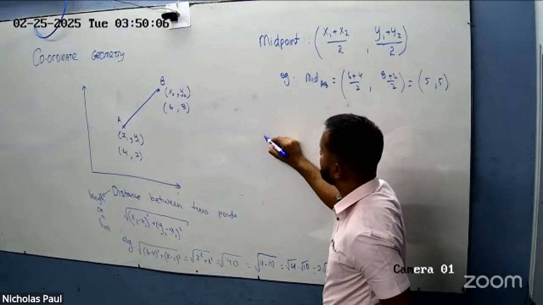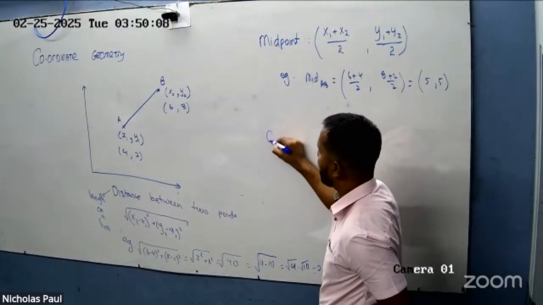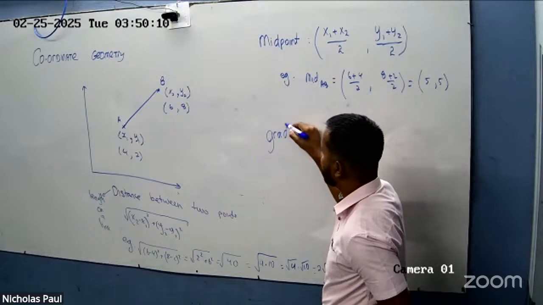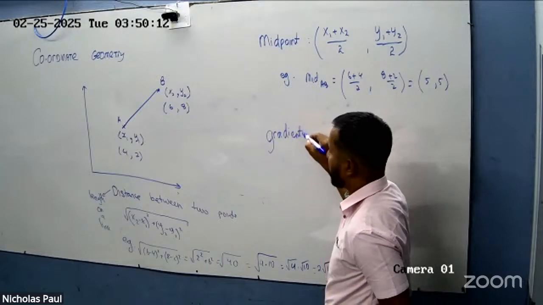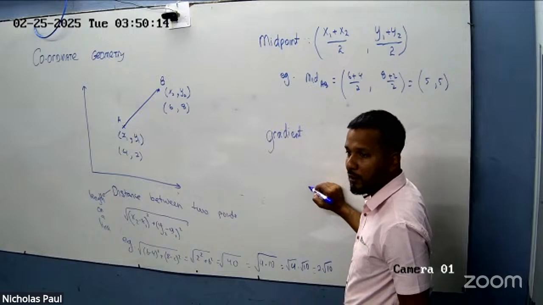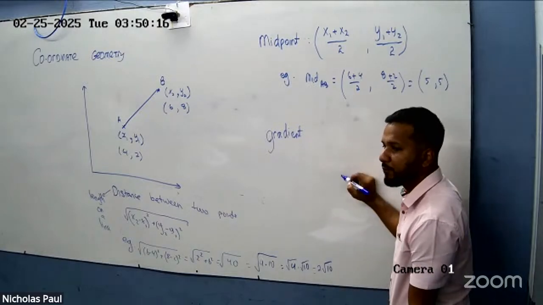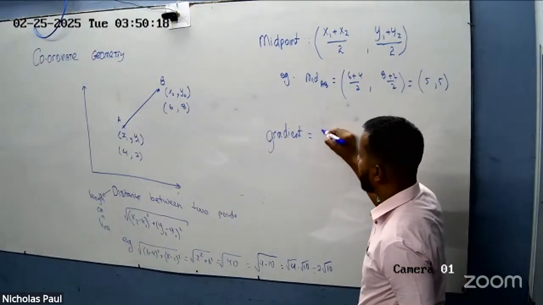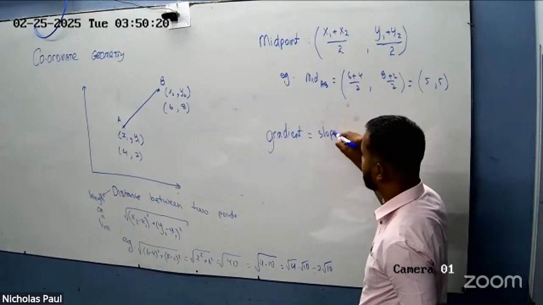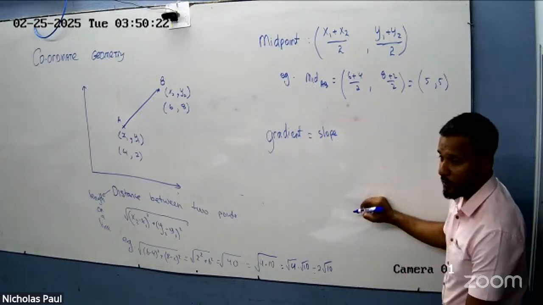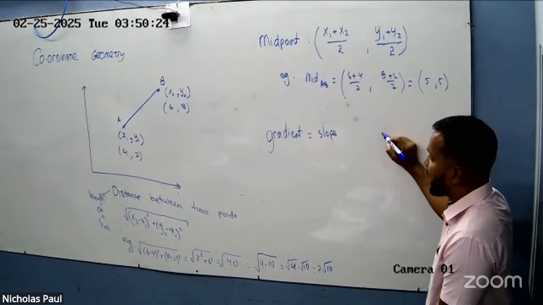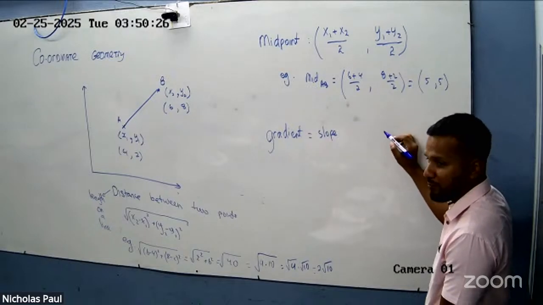The next thing is gradient. What does gradient mean? It means slope. So gradient means how a line is sloped. I want you to remember something about three types of lines. I'll give you the formula just now.